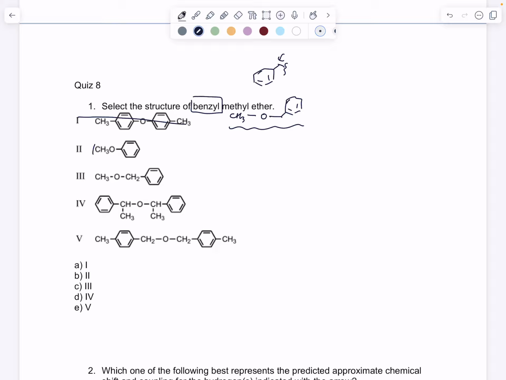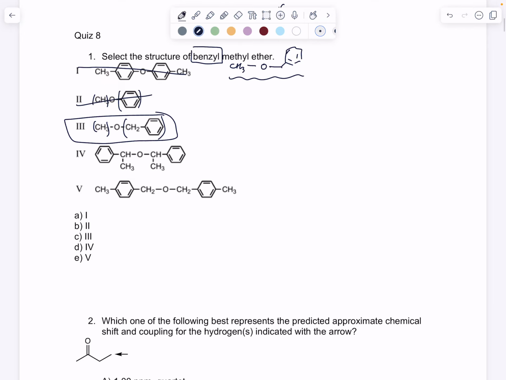This has a CH3 on one side, but then this benzene does not have a bend in it. It's just a benzene ring. So that would be phenyl methyl ether. This right here has a CH3 here and a benzene. So this is probably my answer: benzene with a CH2 attached to it.